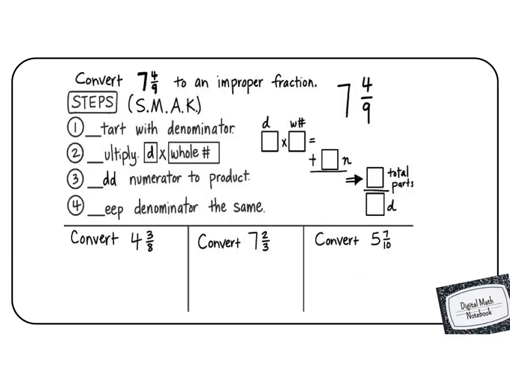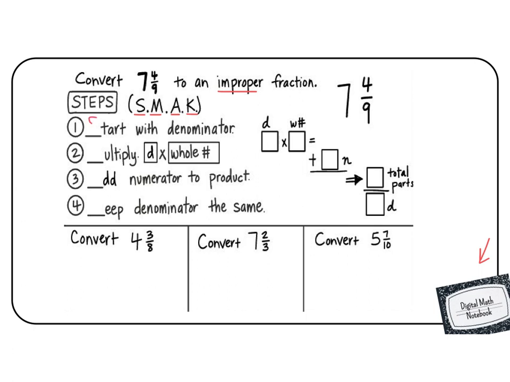All right, guys, this time we're going to make 7 4/9 into an improper fraction, or a fraction greater than 1. This is the reverse of what we just did on the previous page. You have this example in your digital math notebook, so make sure you fill it in as we go along. Here are our steps. It says S, M, A, K. Those are going to tell us what we're going to do.